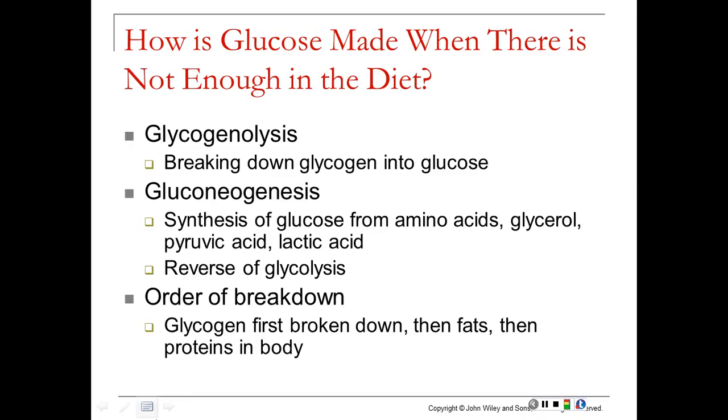Ultimately, glycogen is going to be broken down first. Once you use up all your glycogen stores, then your body will start metabolizing all of the fats. The last resort is proteins. Your body does not like to use proteins for energy or proteins to make glucose because there's lots of harmful byproducts when you do protein metabolism.